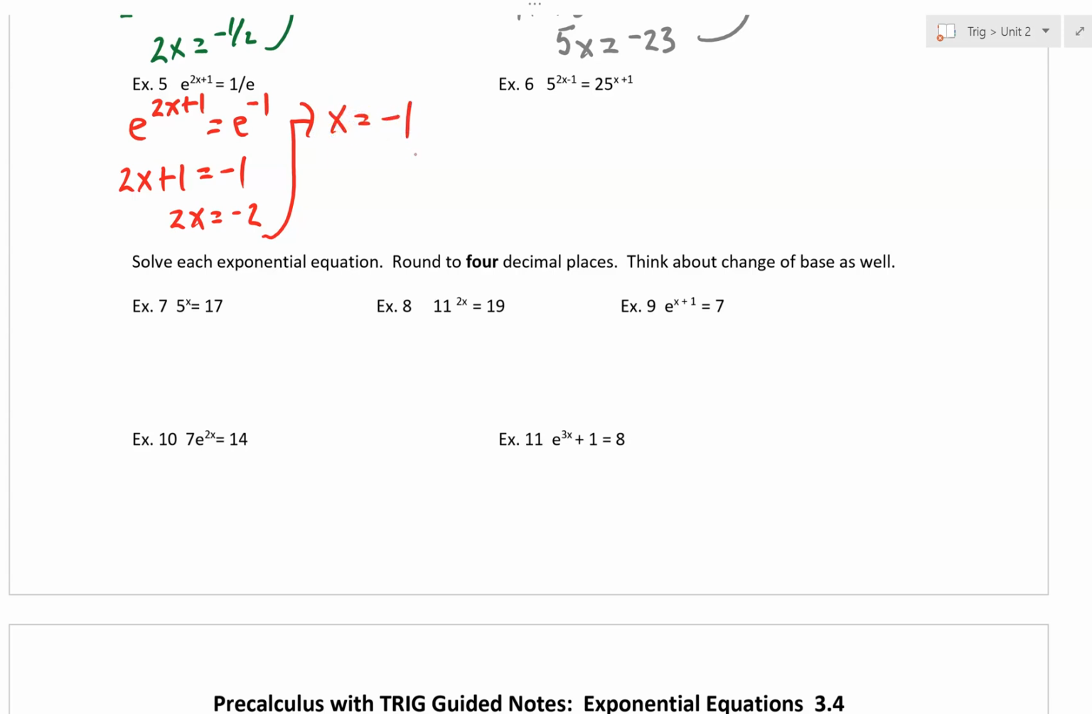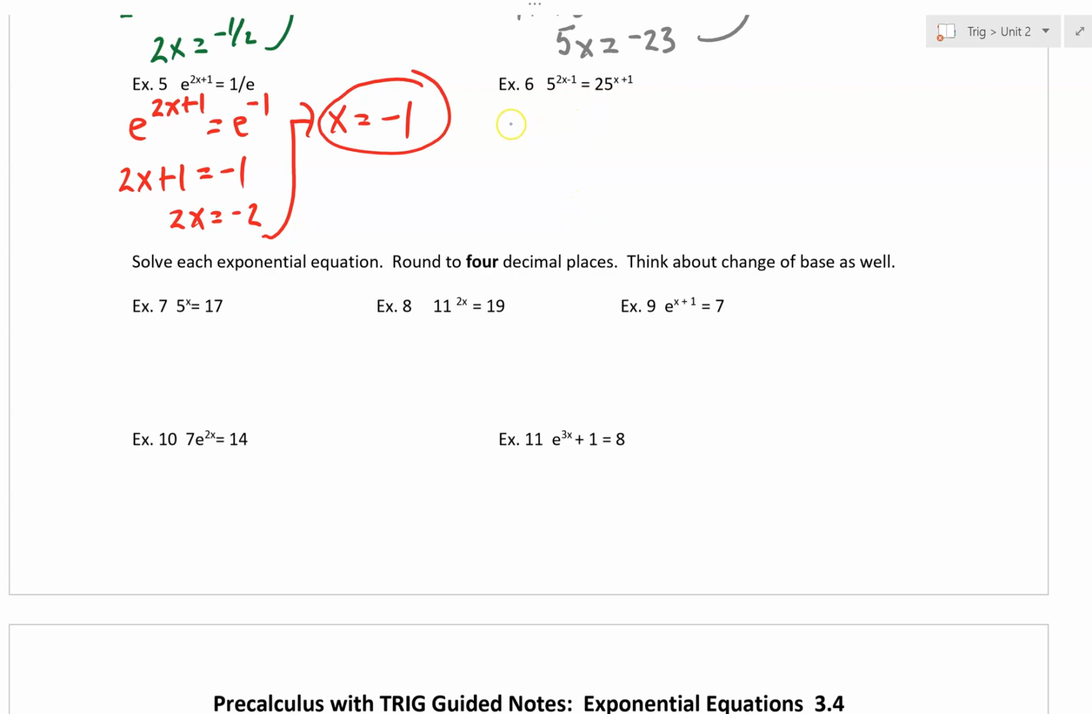Plugging it back in, making sure that it works. If you put negative 1 in here, you get negative 2. Negative 2 plus 1 is negative 1. E to the negative 1 is 1 over e. That works. And the reason that you do want to plug these back in, sometimes you may run into one that doesn't work. It's an erroneous solution, so you need to make sure that you are checking.